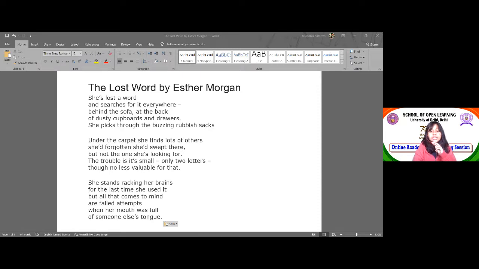Okay, now we will see how it has been explained in your book and how you can approach this poem, how you can use the method to approach all the different things that you read. That is what we are going to see now.